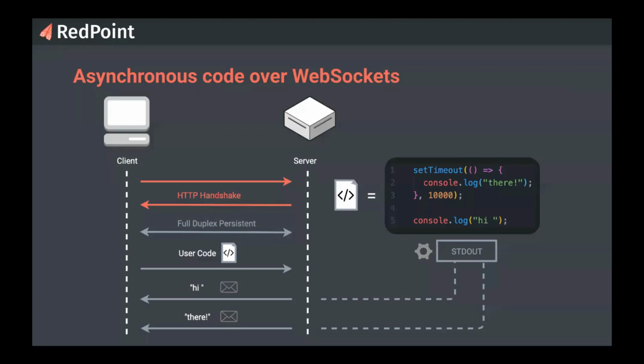So here's that same user's asynchronous code sent over a WebSocket connection. And after that initial handshake and persistent connection is established, the code is executed on the server after it's sent from the client, of course. And during the execution of that script, we're able to listen to data events on the standard out stream. And WebSockets then allows us to send messages as soon as they're available in that standard out stream.